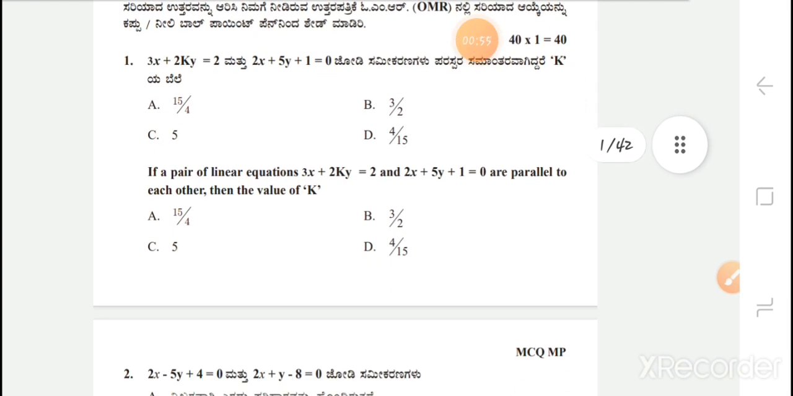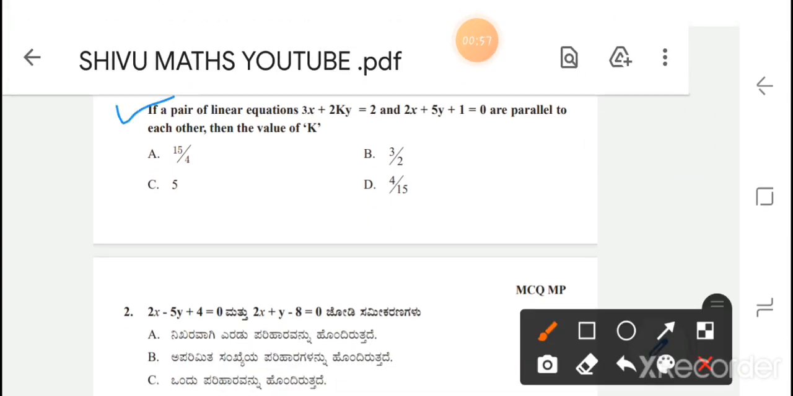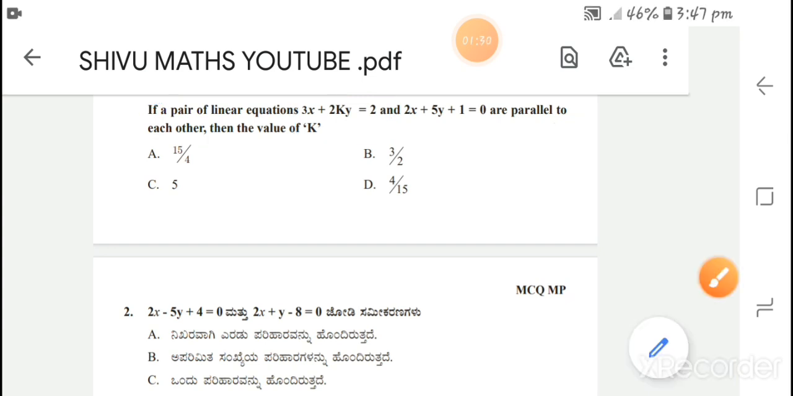First question given is, if a pair of linear equations 3x plus 2ky is equal to 2 and the second equation given is 2x plus 5y plus 1 is equal to 0. That is the second equation. These are parallel to each other, given. And the value of k is what we need to find.